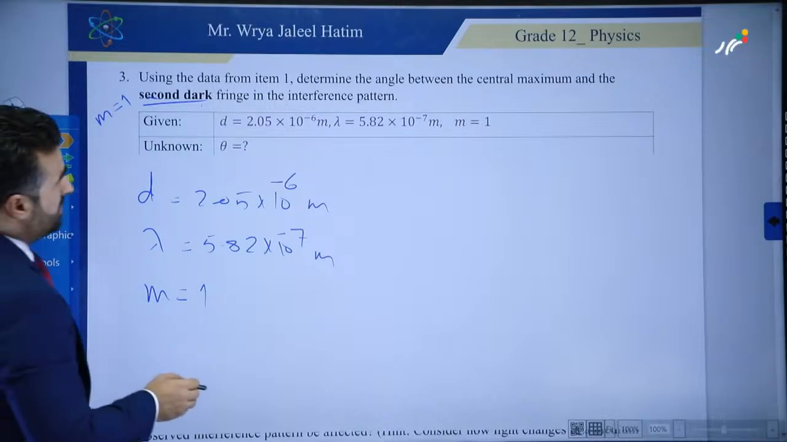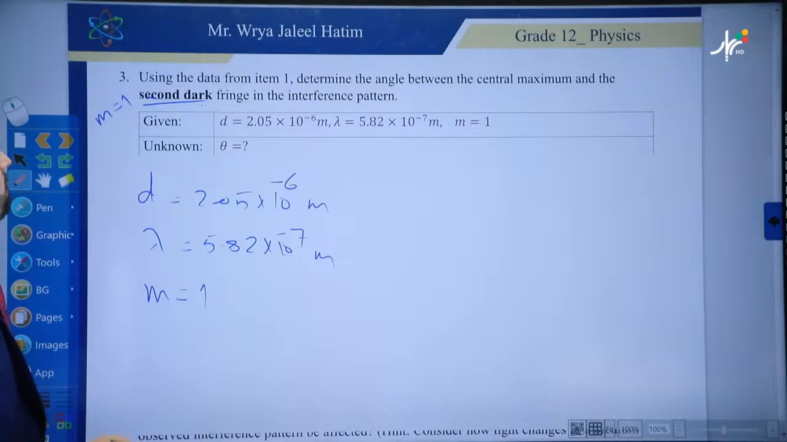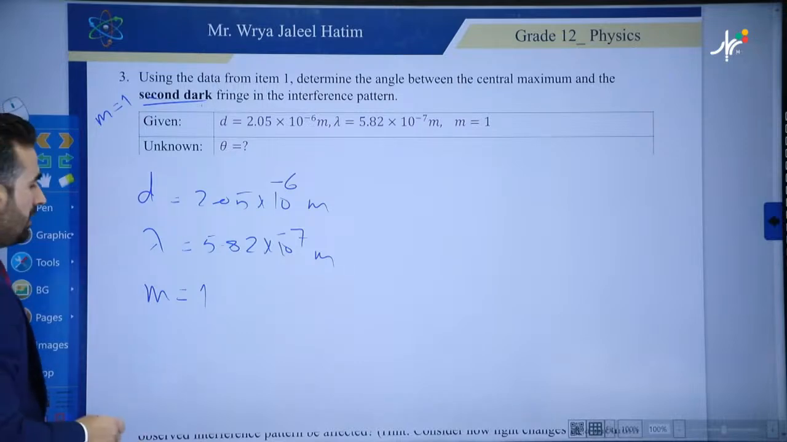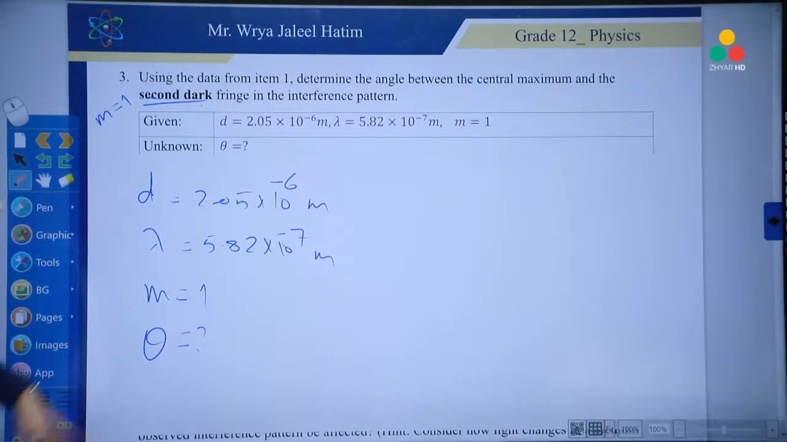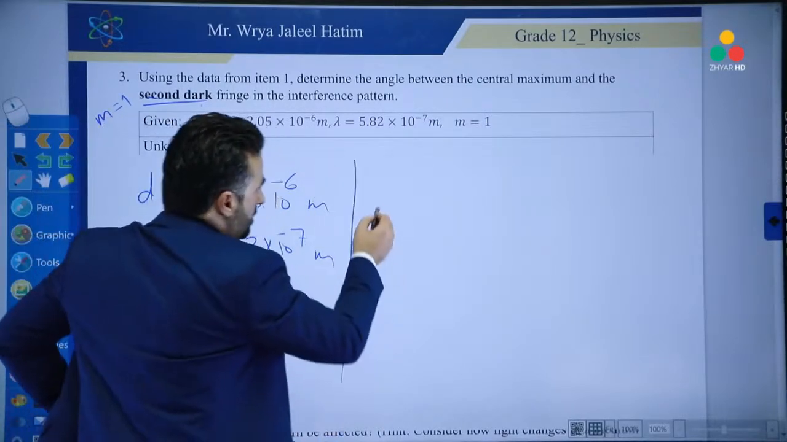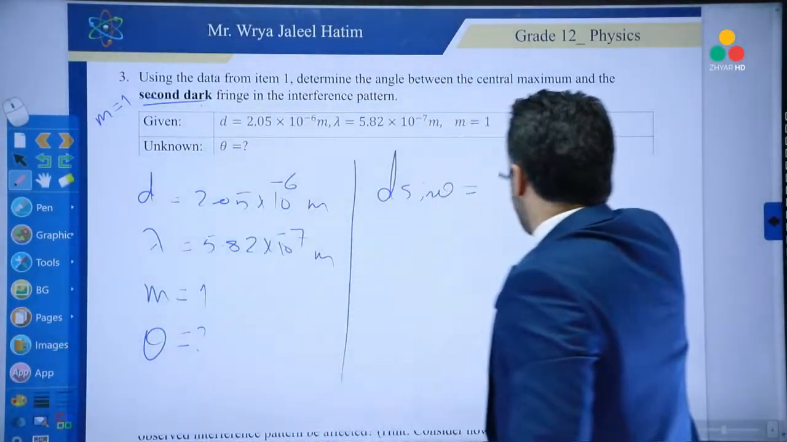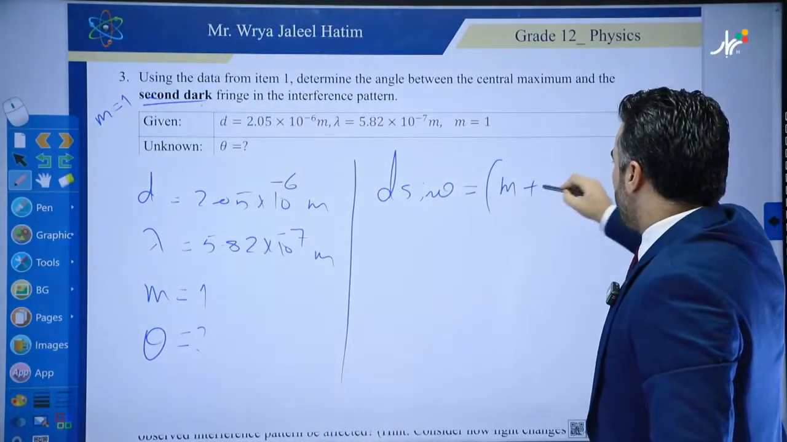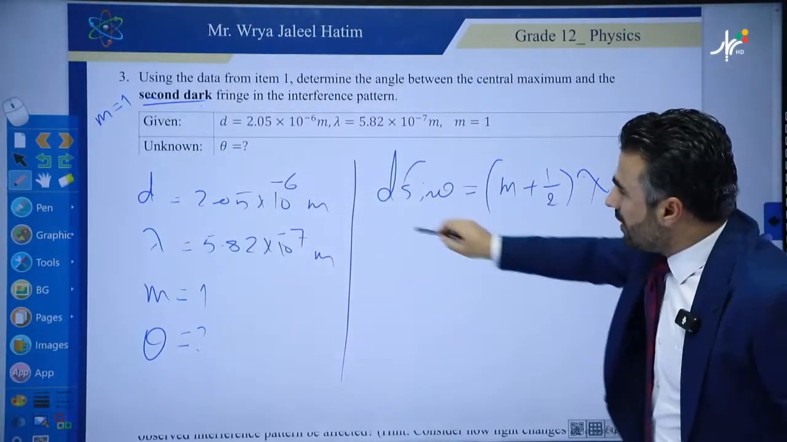So what does the question say? Clearly, find the dark fringe interference, so determine the angle. Find the angle theta here. So write the equation. What was the equation? d sine theta equals to open bracket m plus 1 over 2, times lambda, correct? We want to find this one right here.